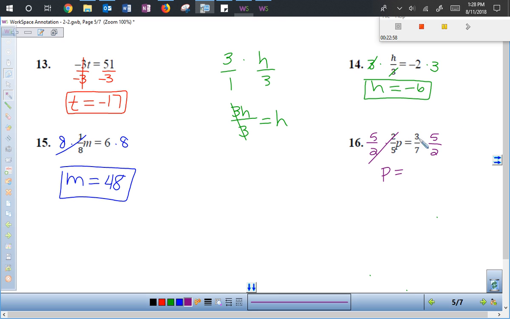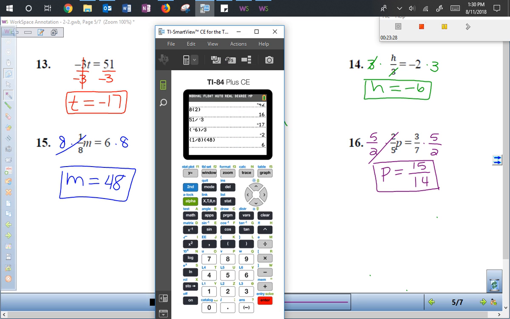On the right side, I'm going to have 3 over 7 times 5 over 2, so numerator times numerator over denominator times denominator. 3 times 5 is 15, over 7 times 2 is 14. Leave it as an improper fraction, and let's make sure that it doesn't simplify before we move on. So 15 over 14, there is no common factor, so it is simplified. Now let's check it in our calculator. So I want to take 2/5 times 15/14. So 2 over 5 times 15 over 14.